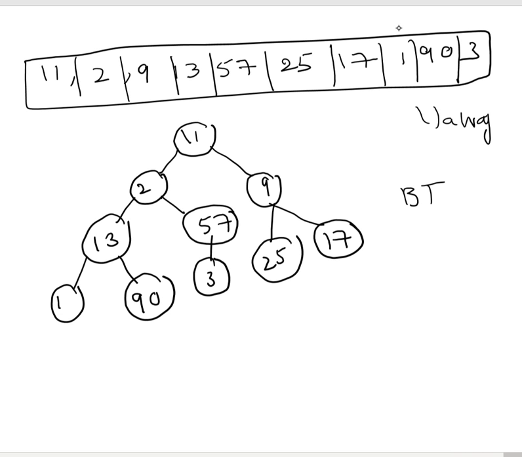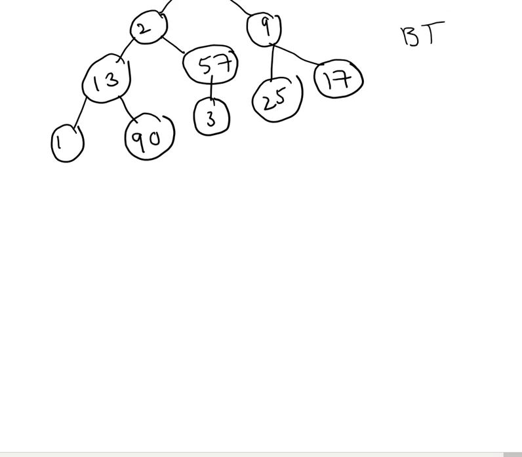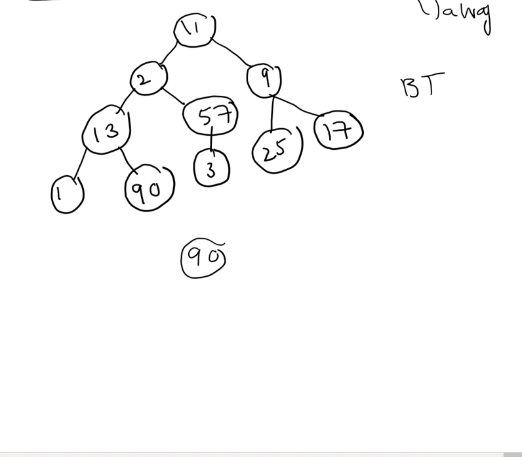Now let me build the heap. Let me build the heap for the above binary tree. If you want to build a heap for a binary tree, how can we build it? I am taking 90. Property: all the elements should be less than or equal to the root node. In such property I am taking the elements here.